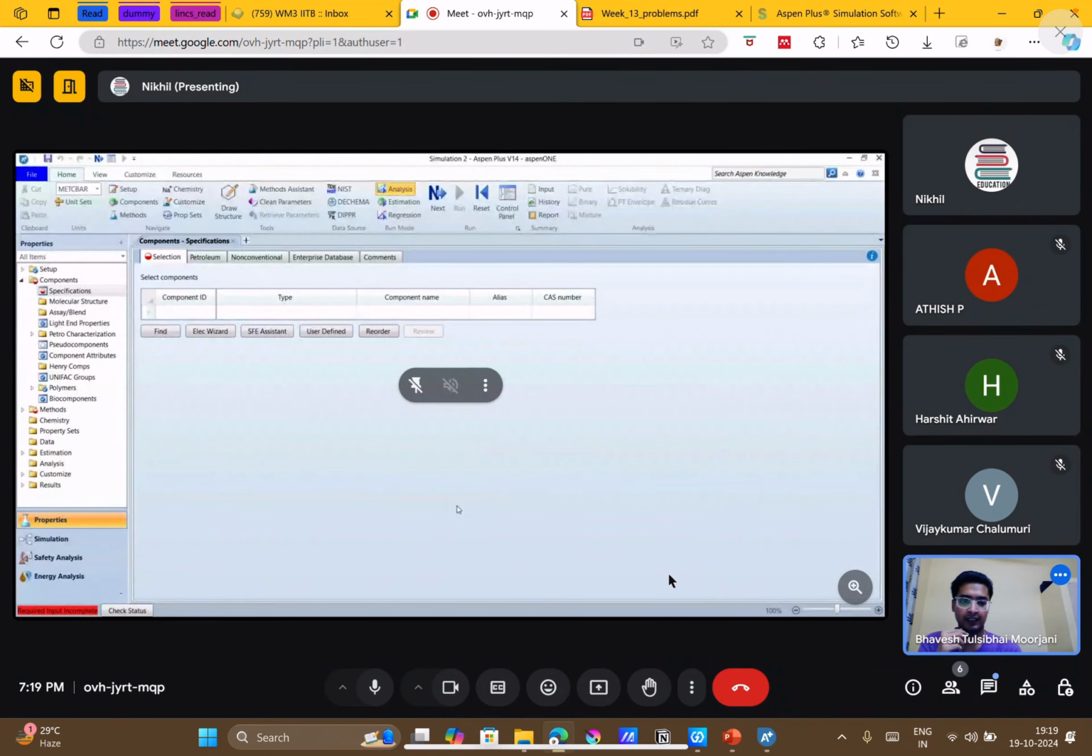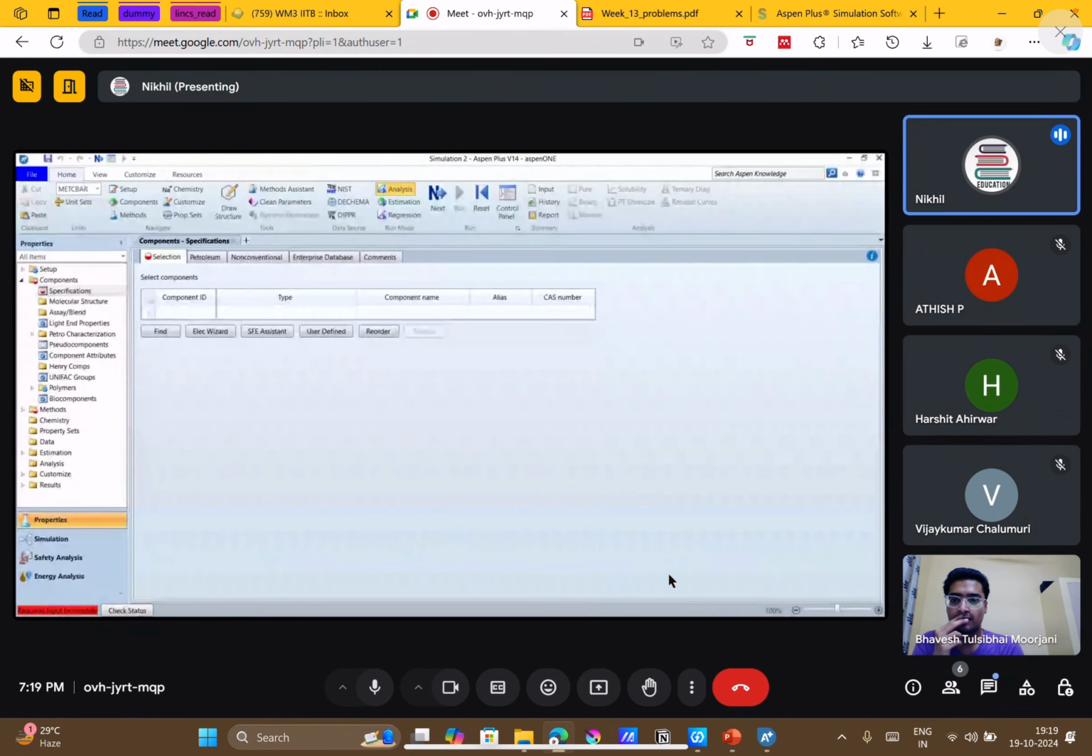Yeah, it's visible. So search for propane. Find the component. Click on find. Below component ID, right? You have shared only one screen. Please share the entire screen because I cannot see the search menu.